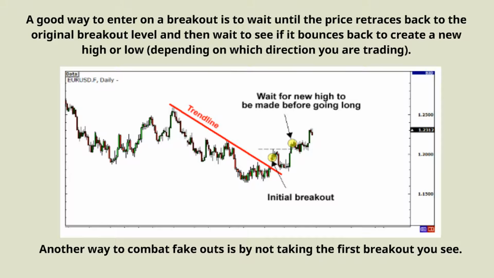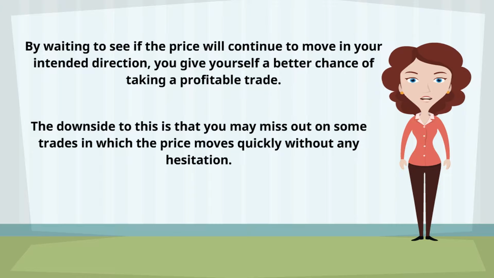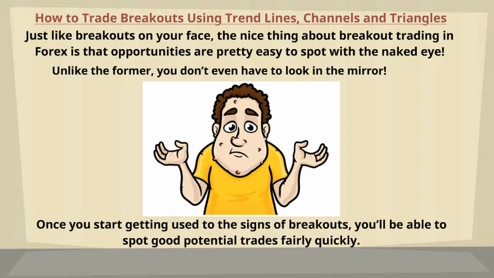A good way to enter on a breakout is to wait until the price retraces back to the original breakout level and then wait to see if it bounces back to create a new high or low, depending on which direction you're trading. Another way to combat fakeouts is by not taking the first breakout you see. By waiting to see if the price will continue to move in your intended direction, you give yourself a better chance of taking a profitable trade. The downside to this is that you may miss out on some trades in which the price moves quickly without any hesitation.